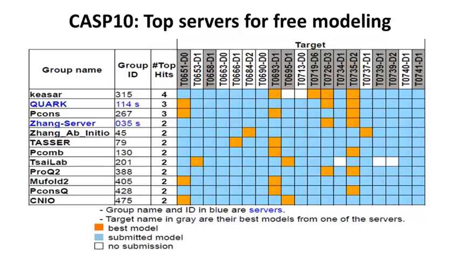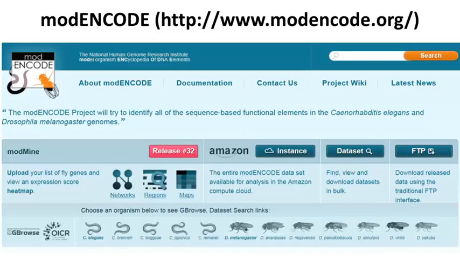You may remember the ENCODE project that I told you about in a previous unit. ENCODE aims to identify and analyze all functional and regulatory elements in the human genome. The UCSC Genome Browser provides a data portal for it. But what about model organisms?